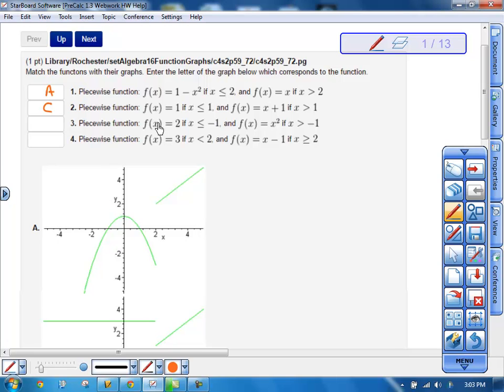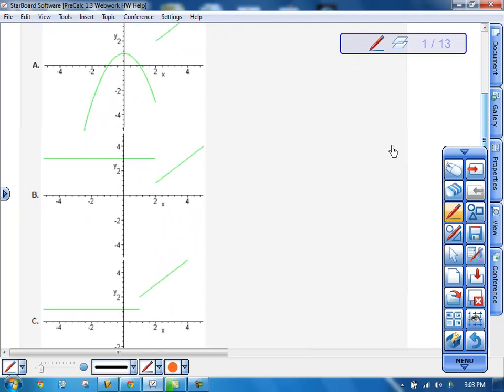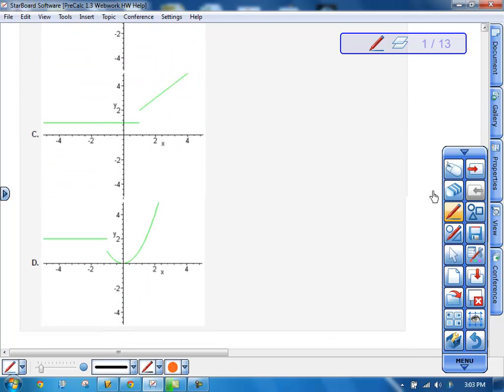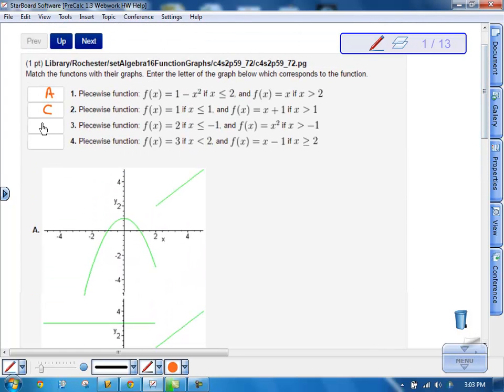Next one says it's going to be the line, just a horizontal line, y equals 2, x can be anything. And that's only for when x is less than or equal to negative 1, so that'd be this one right here. And then it does say it's a parabola after negative 1. So that'd be D. Which makes this B.